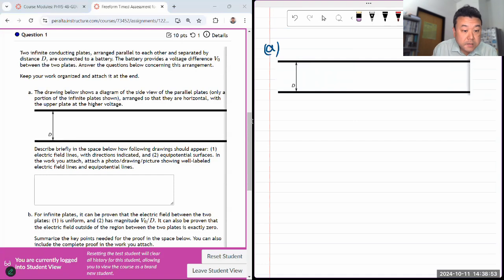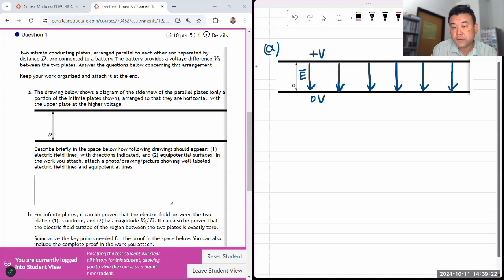So, describe briefly how the following drawing should appear. Electric field lines should look something like this. Does it describe the upper plate at higher voltage? So plus V here, and I guess 0 volt here. Then electric field lines should look like this, and they should be equally spaced for uniform electric field from one plate to the other. So that's my electric field.